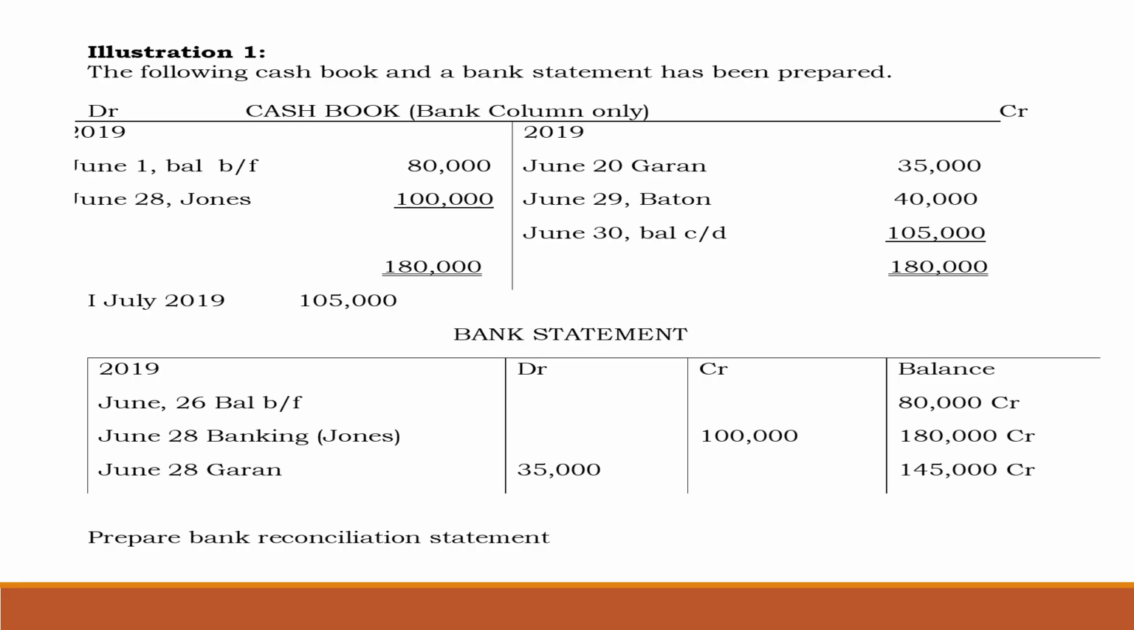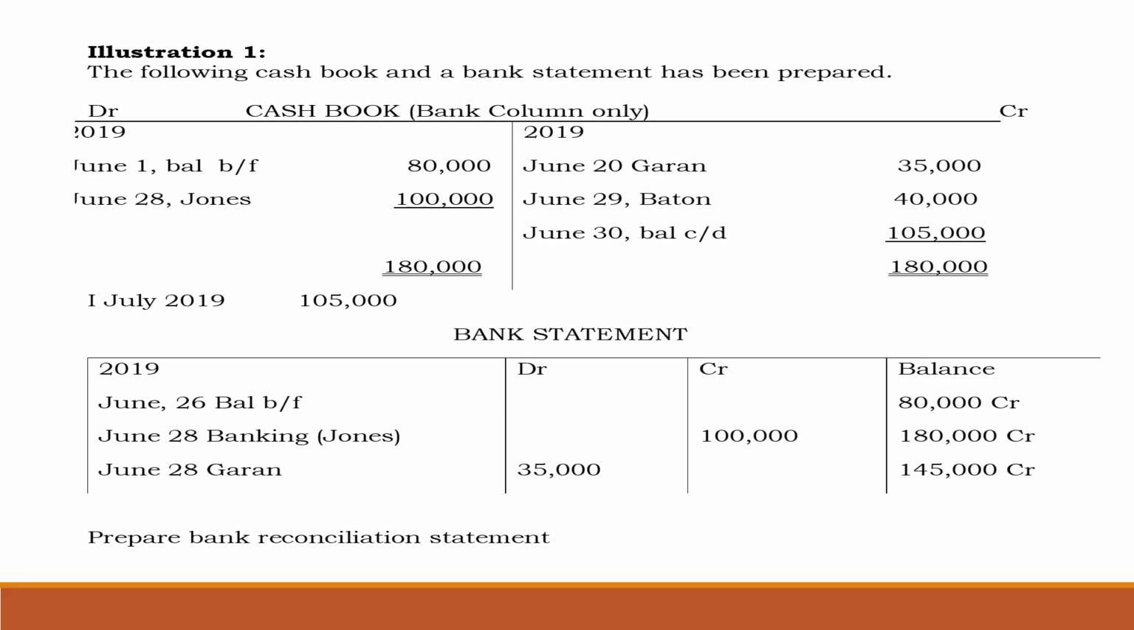So if you go to this bank statement, you find that we have 145,000. Again, the cash book will reflect 105,000. So there is a difference. The difference exists because in the cash book we have 105,000.